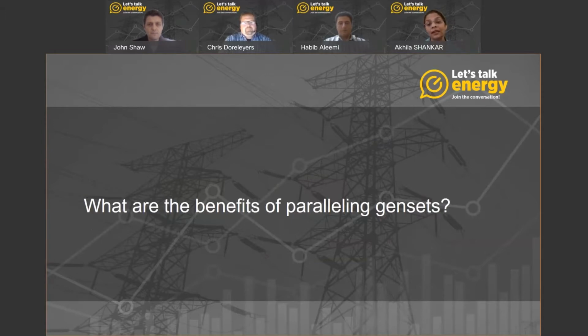The third is expandability, and this is achieved because paralleling systems can be designed with future expansion in mind. And last but not least, the ease of maintenance. This is realized because planned maintenance and shutdown of equipment becomes possible without losing backup power to the critical loads when you have 2 or more gensets.